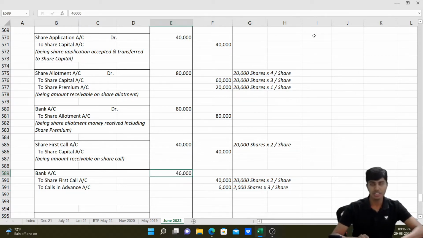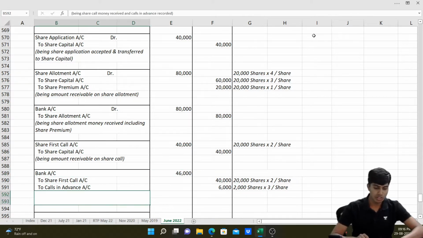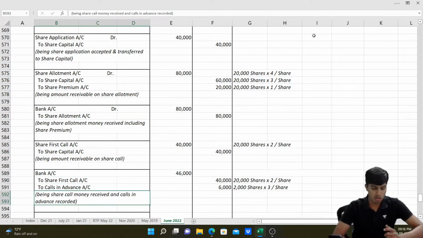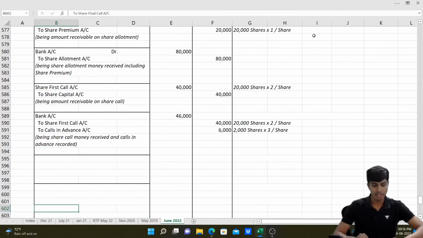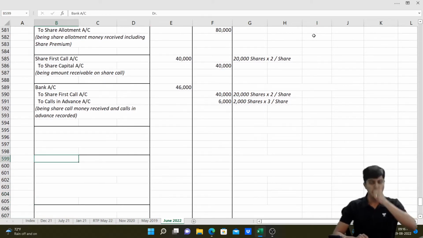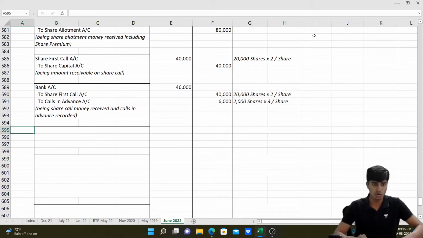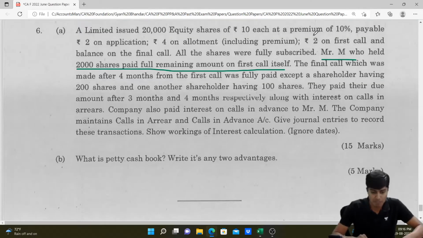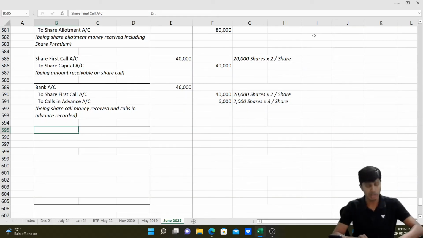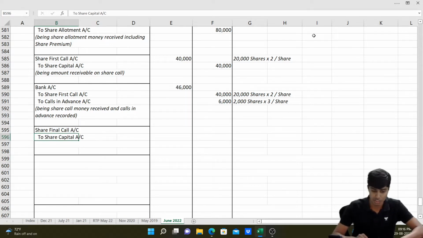So totally what I have received is 46,000. That is including the share first call money. Being share call money received and calls in advance recorded. Great. Now going ahead. After writing this share first call account, now we're going to make share final call. This final call is happening after 4 months, but that's okay. Let's make the final call. The entry for final call is the due entry, share final call to share capital.